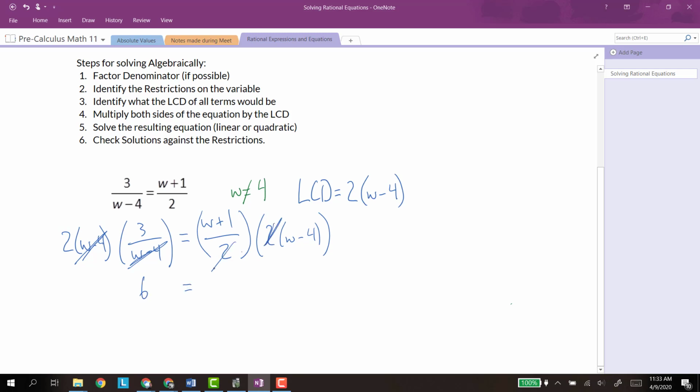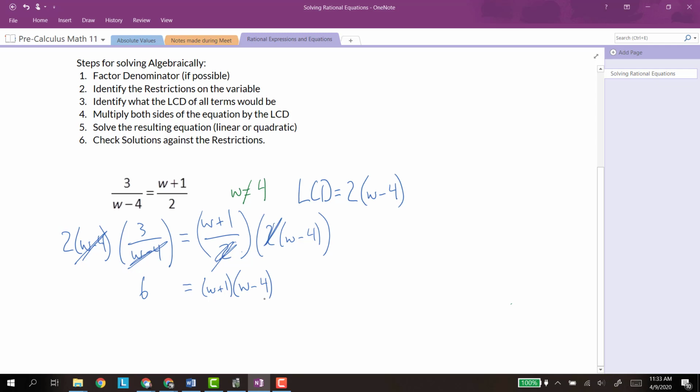And over here, the 2 cancels with the 2. We're left with w plus 1 times w minus 4. Hey guys, can we just pause here for a moment and talk about something? There is this thing that I hear so many of you use all the time, this phrase, this term, cross multiplication. Can we just have a moment to talk about what cross multiplication is and what it isn't, when you can do it and when you cannot do it?